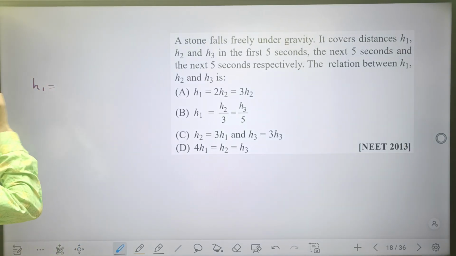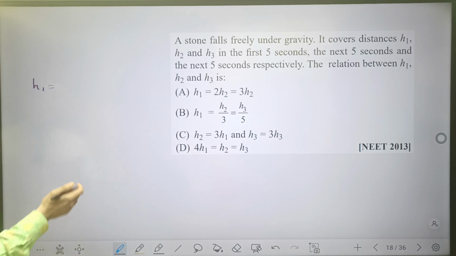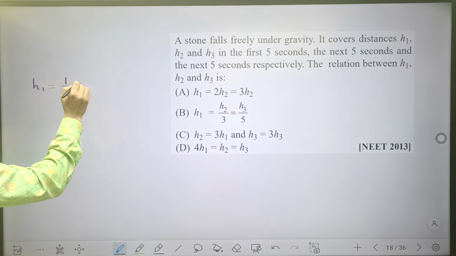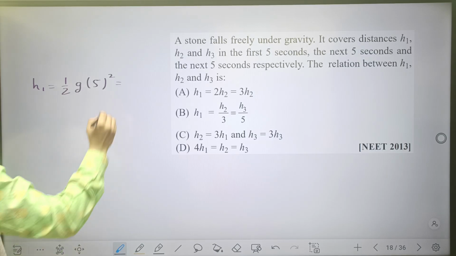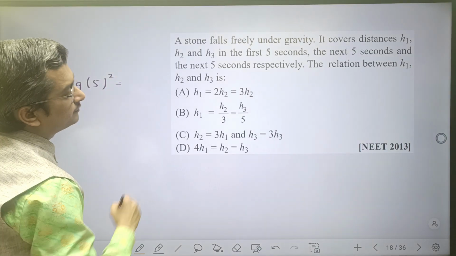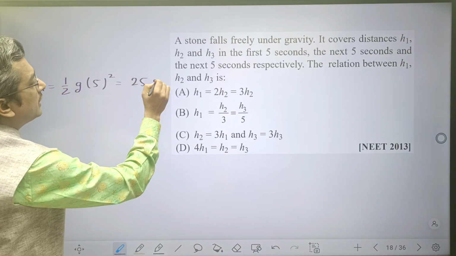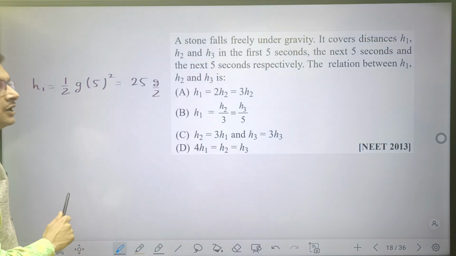Since it falls freely, the initial velocity is 0. So this will be half g into 5 square. So this will be 25 g by 2.